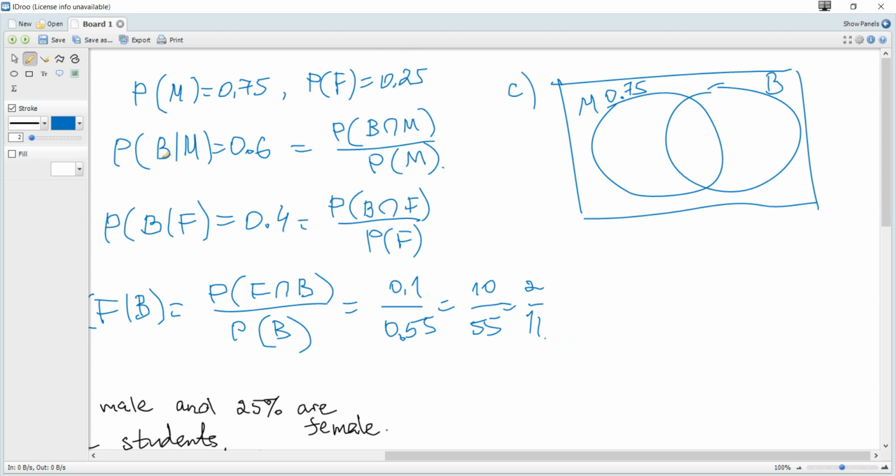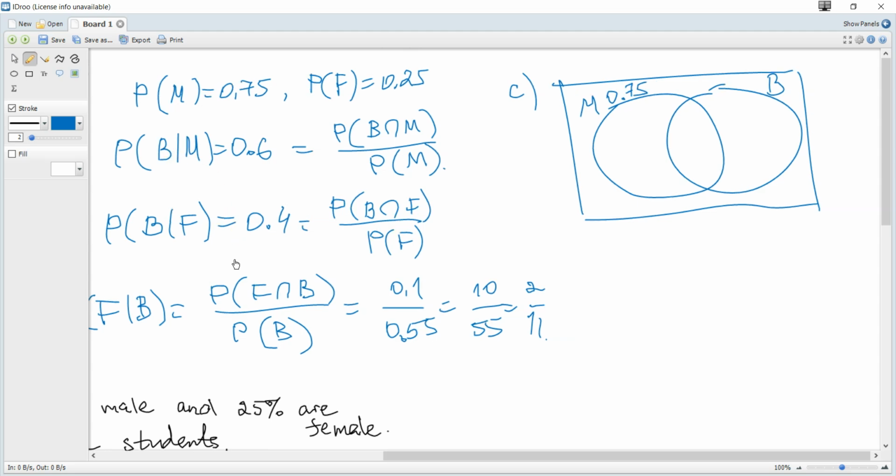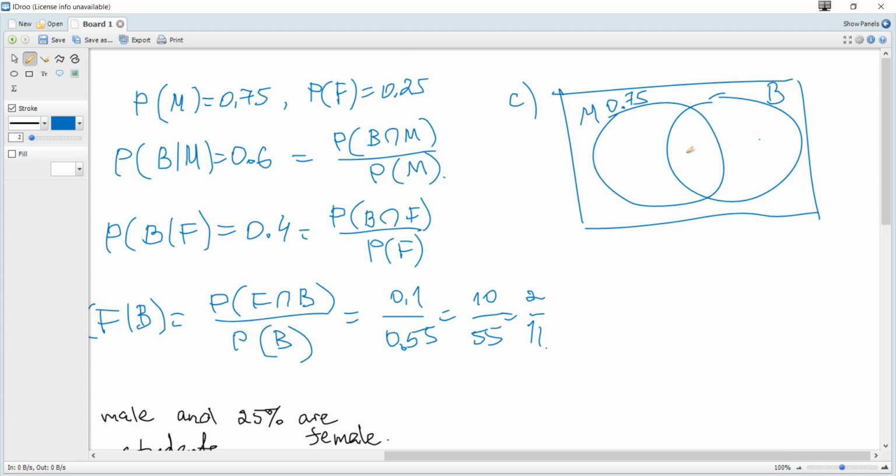And from this formula, B given M is 0.6, it's not this region, but from the formula for conditional probability we can find B and M. B and M is 0.6 times 0.75, which is 0.45. Then 0.75 minus 0.45 is 0.3, and it's called what? M and not B, so male and not bike.